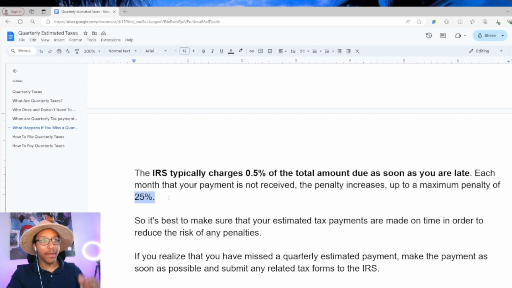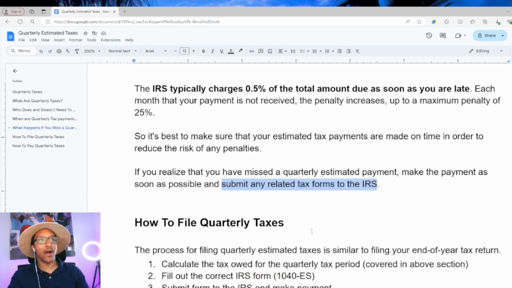So it is best to make sure that your estimated payments are made on time in order to reduce the risk of annual penalties. If you realize that you have missed a quarterly payment, make the payment as soon as possible and submit any related tax forms to the IRS.